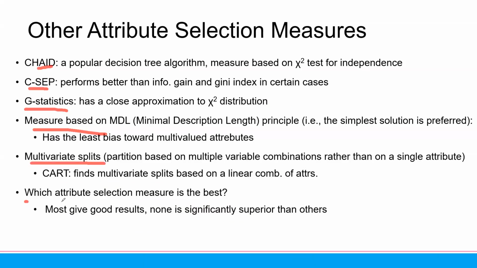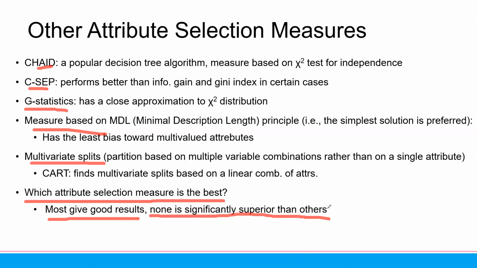Based on those, you may have questions. Which attribute selection measure is the best? Most give good results. None is significantly superior to the others. It means it depends on your data, it depends on your objective, it depends on the number of values, it depends on the number of attributes, and many things.